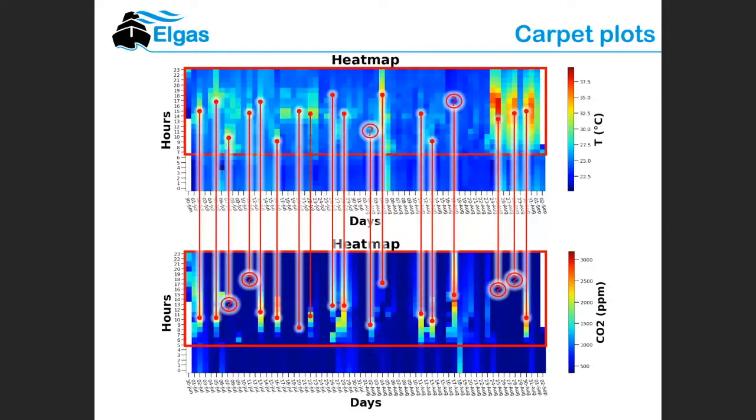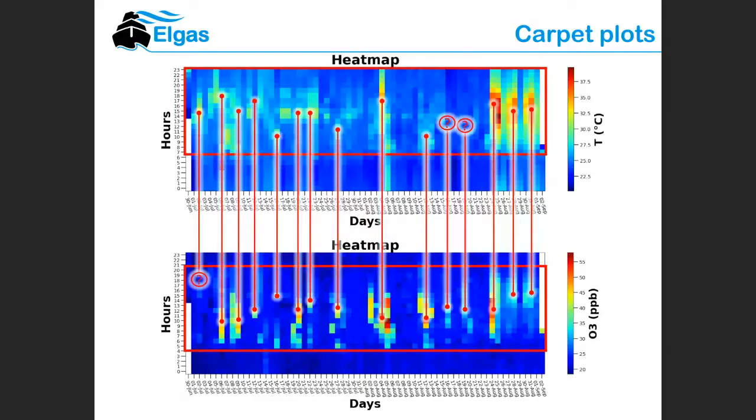So the CO2 that is very related to human presence is also having maximum value during those days. And another thing to say is that the temperature was having the highest values from 7 a.m. more or less to 24 hours. So this is something that was also curious. And we also obtained for the ozone the same correlation.